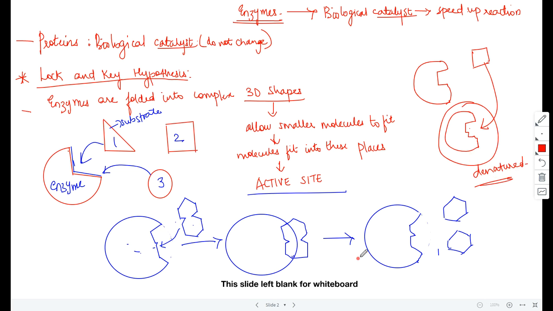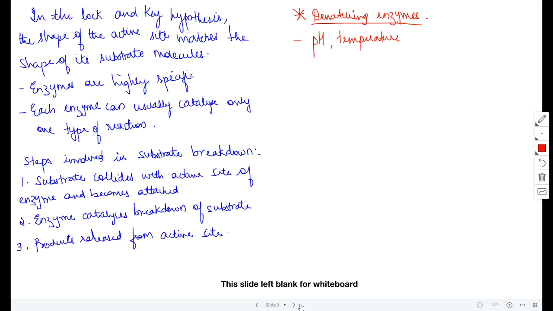You understood how denaturing of enzymes happens? Yes, I understand that part. Okay, so if the enzymes are exposed to extreme levels of pH and temperature, the shape of their active site is changed.